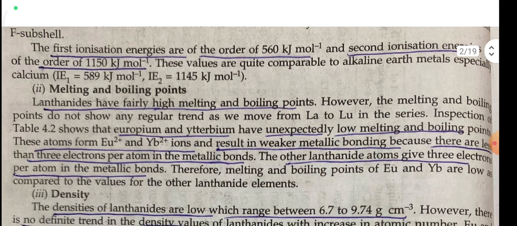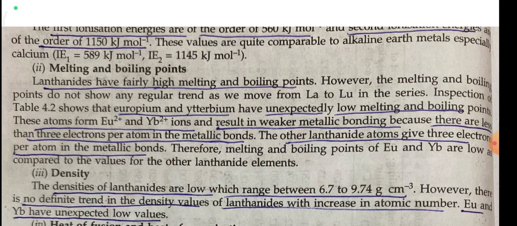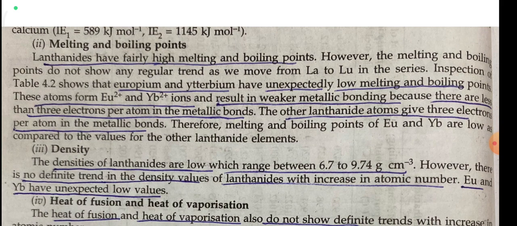Melting point, boiling point. Lanthanides have fairly high melting and boiling points. However, the melting and boiling points do not show any regular trend as we move from lanthanum to lutetium in the series. The inspection of table 4.2 shows that europium and ytterbium have exceptionally low melting and boiling points. These atoms form Eu2+ and Yb2+ ions, which result in weaker metallic bonds because of less than 3 electrons per atom in the metallic bonds. The other lanthanide atoms give 3 electrons per atom in the metallic bonds. Therefore, melting and boiling points of europium and ytterbium are low as compared to the values of the other lanthanide elements.